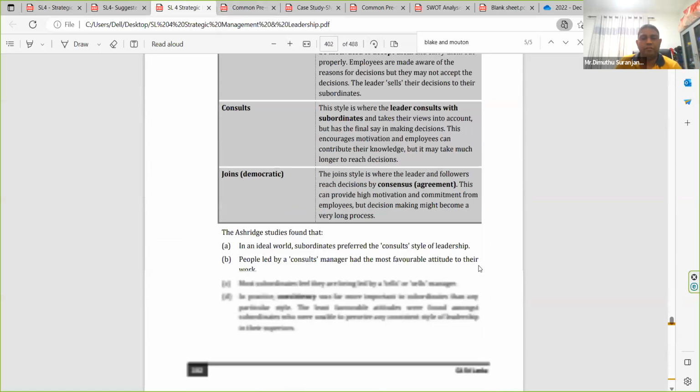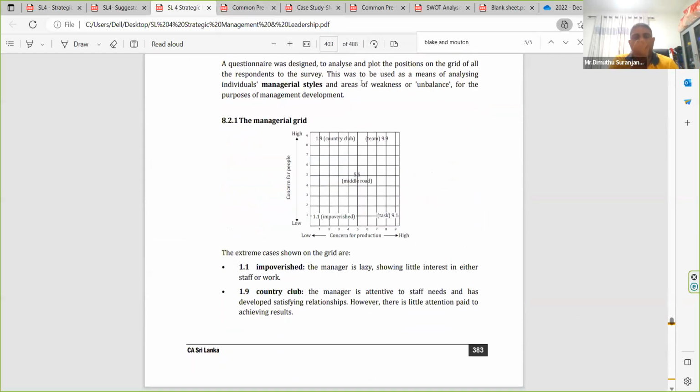So this is the one, right? So impoverished is very bad leadership, no? Low attention to people, at the same time low attention to the tasks. Country club, that is the people oriented one. Country club means more attention to people but low attention to the tasks. The middle road means you are in between. Task means more attention to the task, low attention to the people concerned.